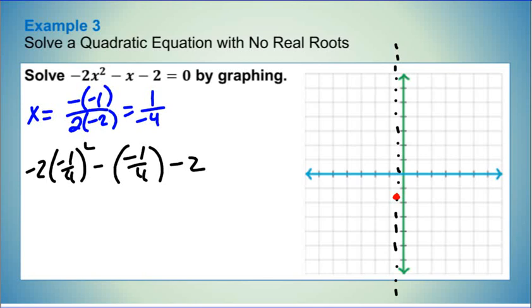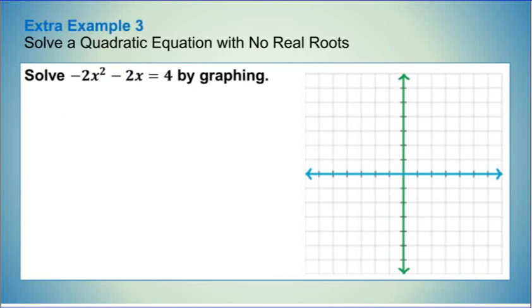And choose a point on each side. I know my y-intercept is at -2. So that is here, and I can mirror that one, which would be over here. Draw my parabola. You can see that it never crosses the x-axis, therefore no solution.